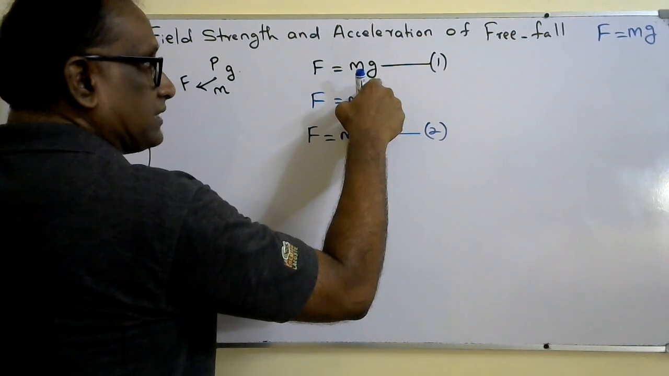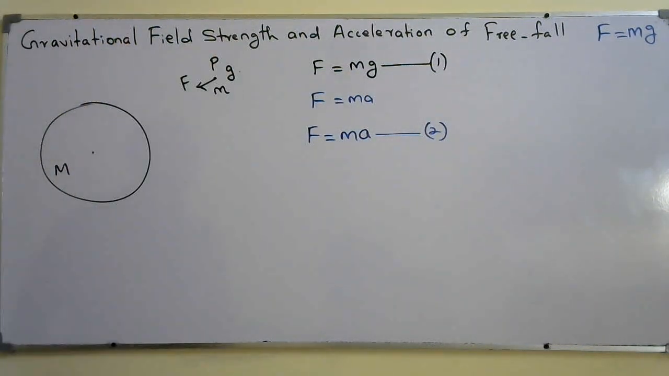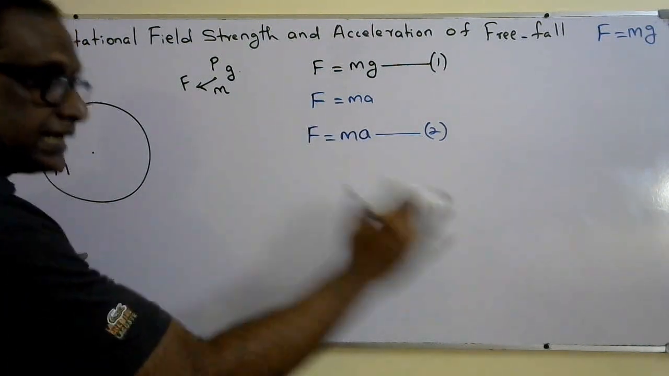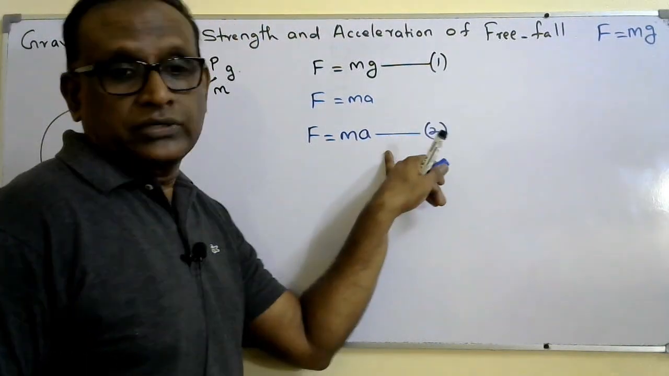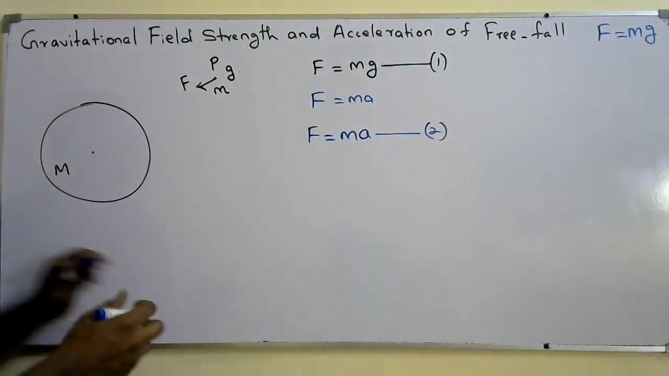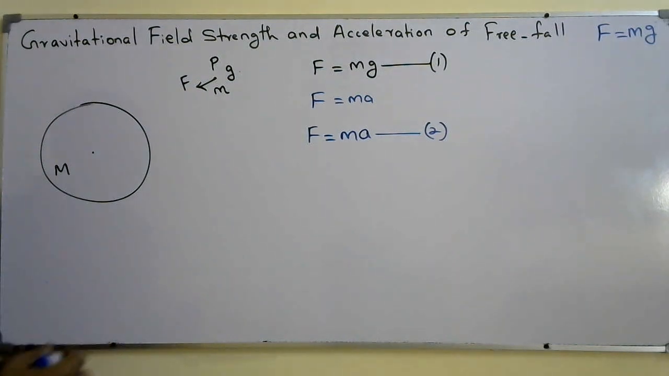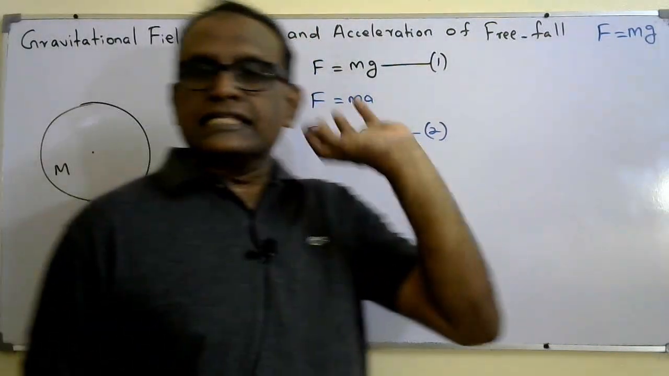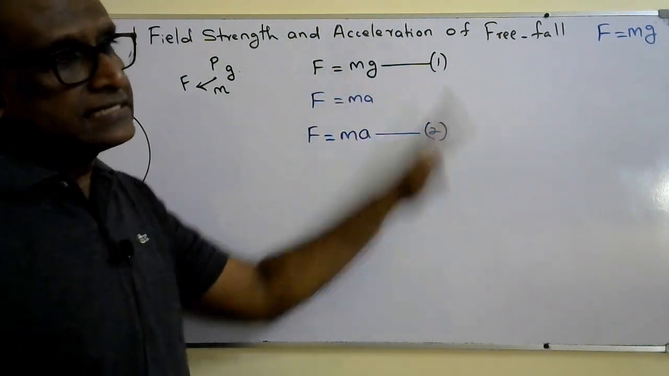Here g is the gravitational field strength. So I got the first equation by using the definition of gravitational field strength. The second equation I am getting by using Newton's second law, completely different laws. This is the definition of g. This is Newton's second law. Now compare the forces. The object has only one force, which is F, the gravitational force. So the force acting on the object is the same force. So the left hand side is the same. Therefore the right hand side should be the same.